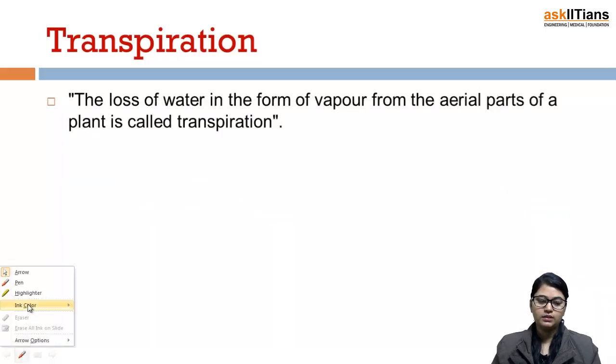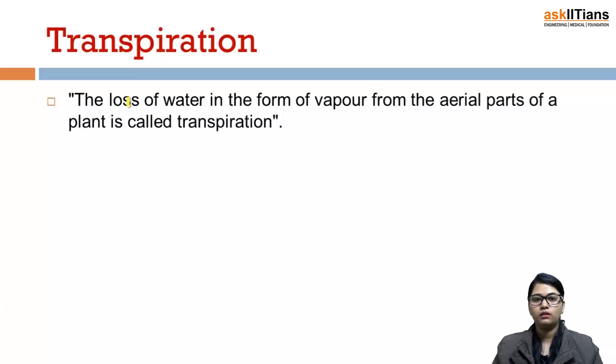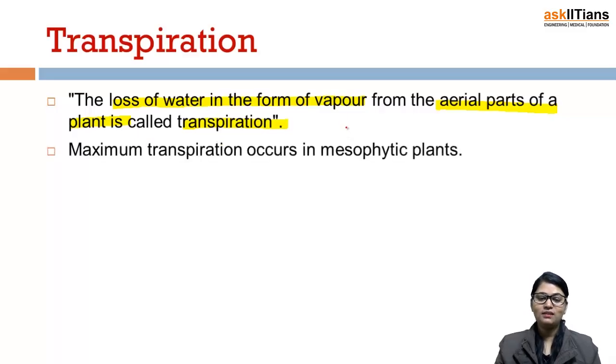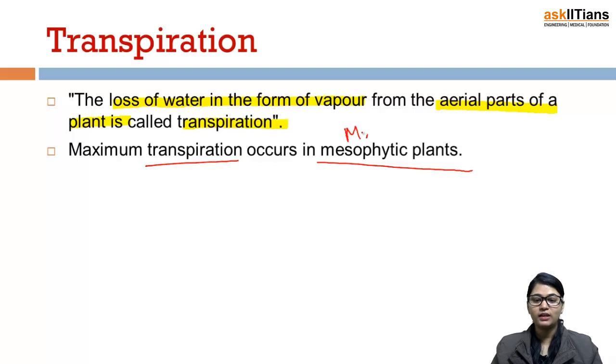So, from this we can easily form the definition of transpiration. The loss of water in the form of vapor from the aerial parts of a plant is called transpiration. In mesophytic plants, the transpiration is maximum. So, just remember this point, keep it in your mind.